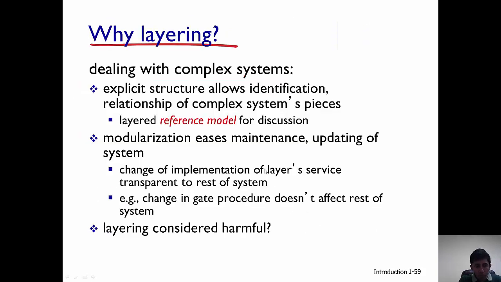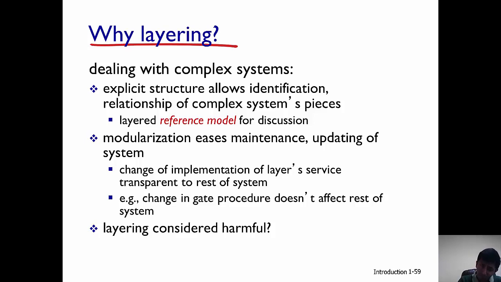Okay, so this concept of layering is very powerful, and it helps in dealing with complex systems. It helps us analyze complex systems by breaking the complex system into simpler tasks. And this is a concept that's not only used in networking, but in a lot of other fields as well. Modularization, as it's called in some other fields, helps in maintenance and updating of the system. And as I mentioned earlier, the changes in one layer can be done without impacting the other layer.